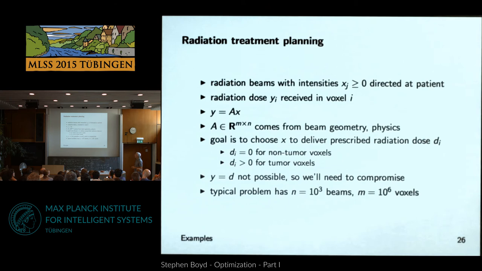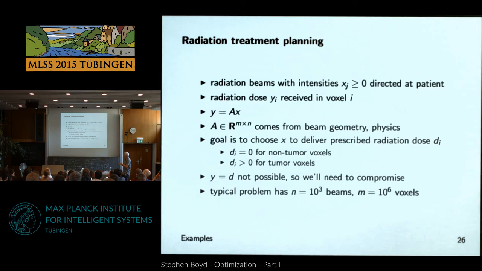The simple models are just geometric. They say that it goes out this way, the beam has a certain divergence, and it attenuates by a certain amount as it goes through, and all this kind of stuff. Complicated models include things like scattering off of bone and things like that. But in any case, you get y equals Ax.